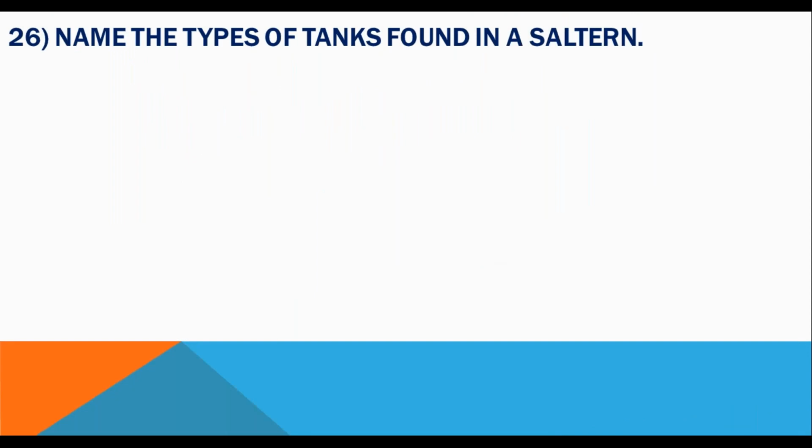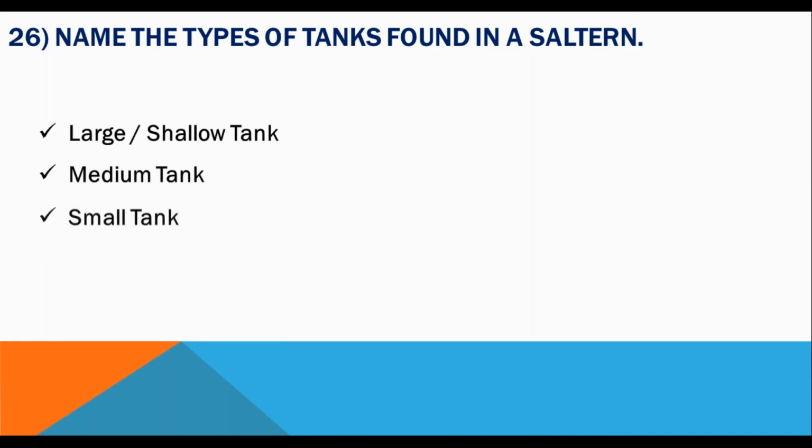Number 26. Name the types of tanks found in a saltern. There are three types of tanks: the large shallow tank, the medium tank, and the small tank. They are connected one by one, and we transfer the seawater along them. Very first, we obtain the water in the large shallow tank. From the shallow tank to medium, and medium to small, we transfer it and increase the concentration step by step. Components get deposited, and at last sodium chloride, which we call salt, is obtained.